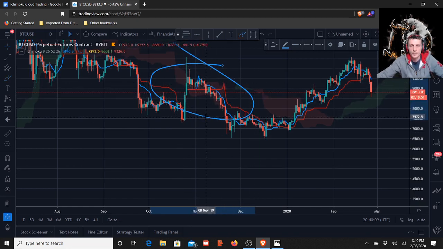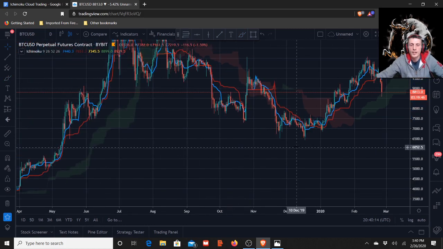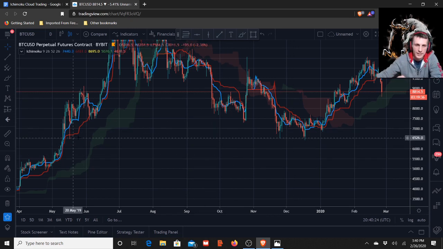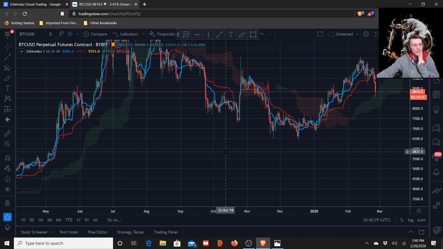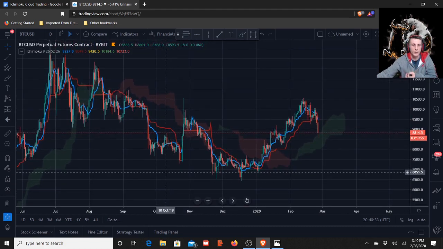Okay, take that off. The cloud and these lines, everything acts as support and resistance in some way. You can find support and resistance using the lines, the cloud, the lagging span. There's all kinds of ways to find your support and resistance.